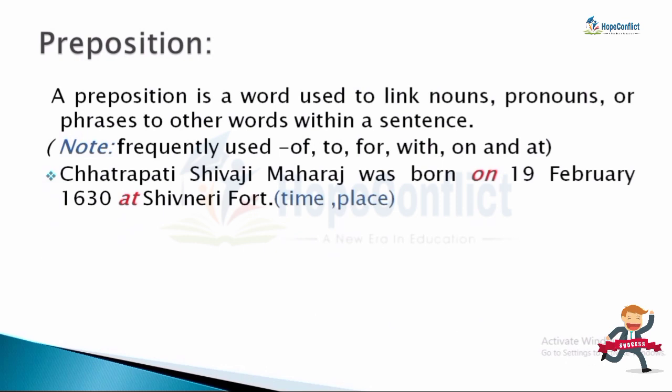Chhatrapati Shivaji Maharaj was born on 19 February 1630 at Shivneri Fort. So guys, look at this sentence, can we make it into two sentences itself? Chhatrapati Shivaji Maharaj was born, but when? On 19 February. Okay, so this on and at Shivneri Fort. So on and at are your prepositions.